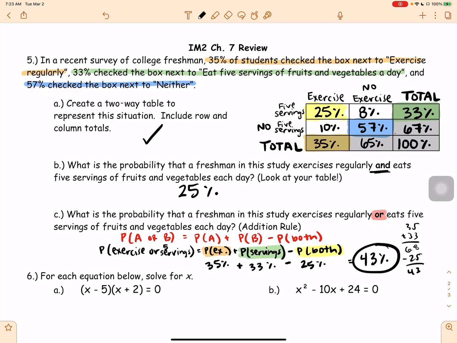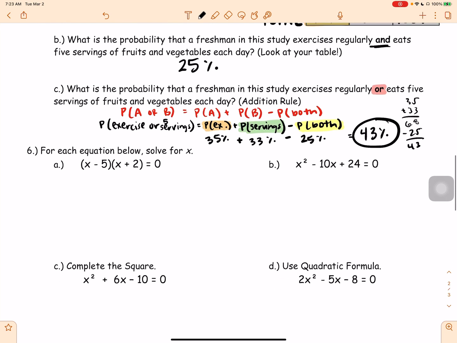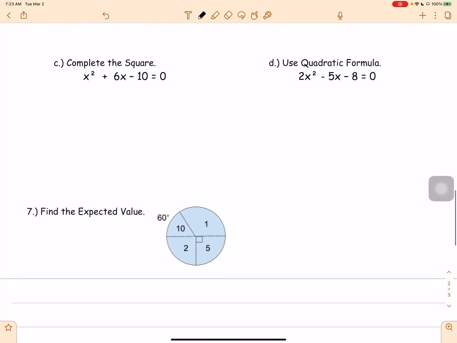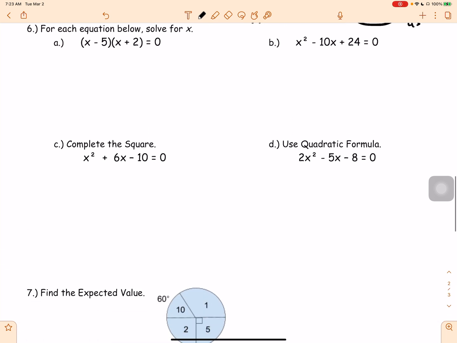Okay. So now let's see what we have left here. So we have a few review questions and then expected value. So I'm going to set these up. So number 6, you use the zero product property for part A. So we're going to have x minus 5 equals 0 and x plus 2 equals 0. Solve for x. What is x? You can do it.